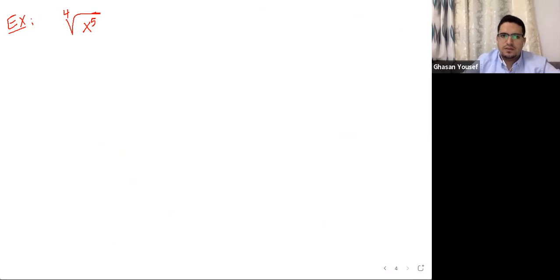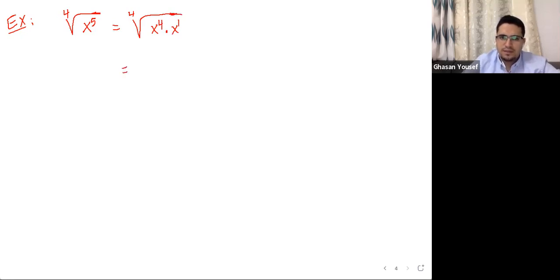So this is actually equal to the fourth root of x to the power 4 times x to the power 1. Why? Because 1 plus 4 gives me 5. Same base, x and x, and we have multiplication between these two variables. So this expression is equal to this one.